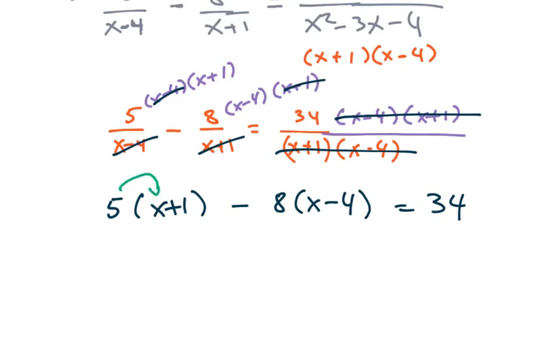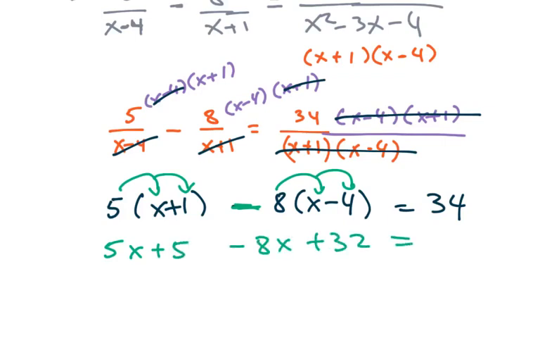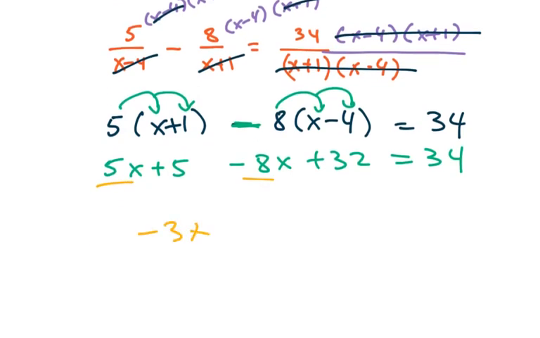So I'm going to distribute the 5. I'm going to distribute the negative 8. Note it's a negative 8. And I get 5x plus 5 minus 8x plus 32 equals 34. And we're going to clean stuff up. So let's put 5x and negative 8x together. That's negative 3x. Let's put 5 and 32 together. That's 37, and equals 34.